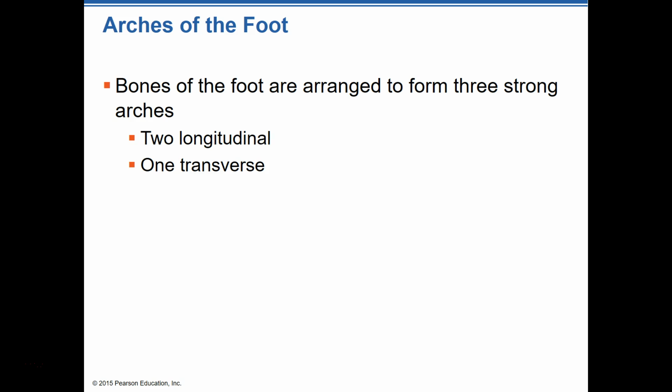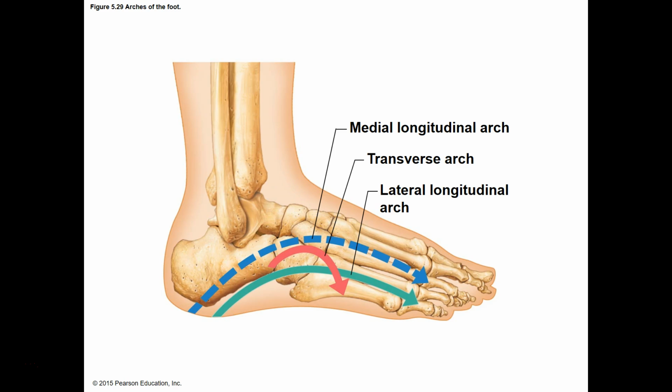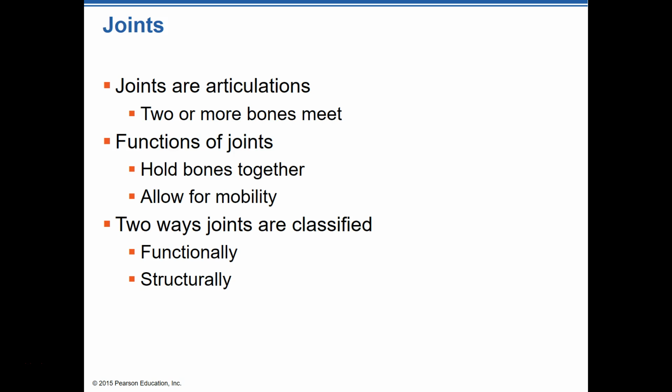Arches of the foot, the bones of the foot are arranged, they're supposed to form 2 arches, 2 longitudinal and 1 transverse. The purpose of these is for the way that we walk and the way that our foot makes contact with the ground. Eventually, as we get older, the ligaments that are holding all these bones together will start to give way from gravity and weight and all that stuff, and we'll have what's called fallen arches. It will give us problems, make our feet hurt.